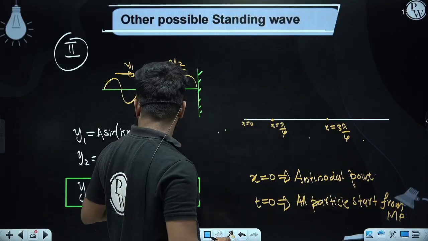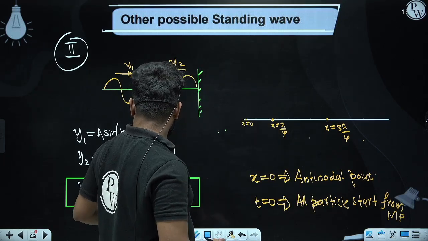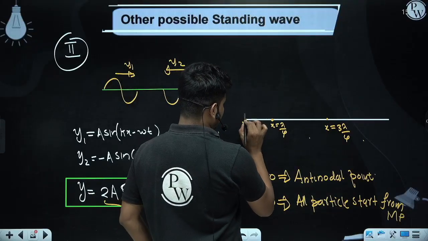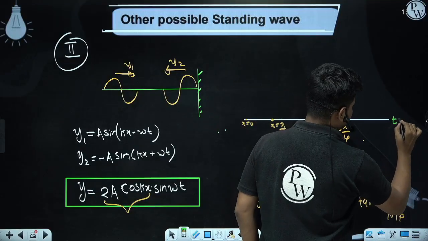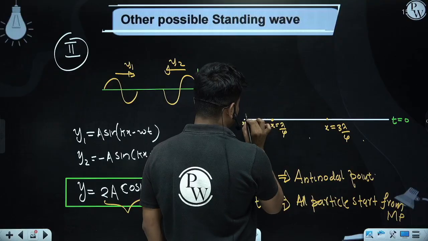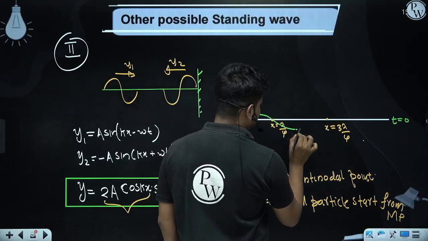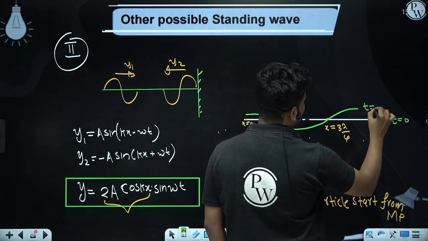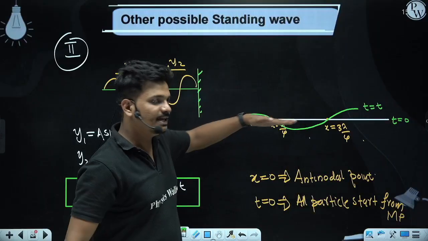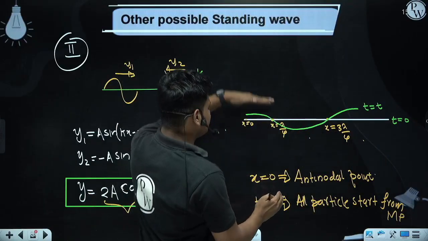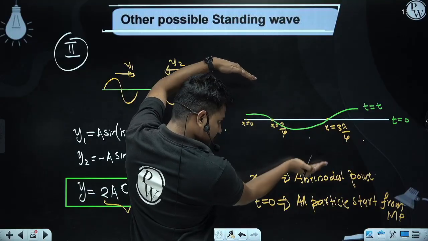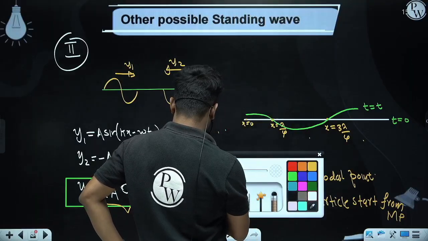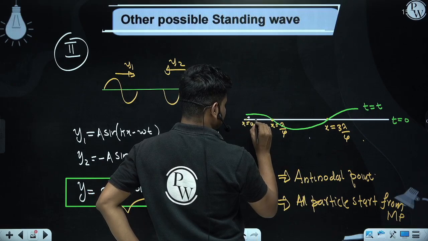Then after that, what happens? This is 2a cos kx sin omega t. We get a graph like that at t equal to 0, all at rest. Then after some time, the graph looks like that. Initially all are at the mean position. Then this starts moving upward, this starts moving downward, this starts moving upward.